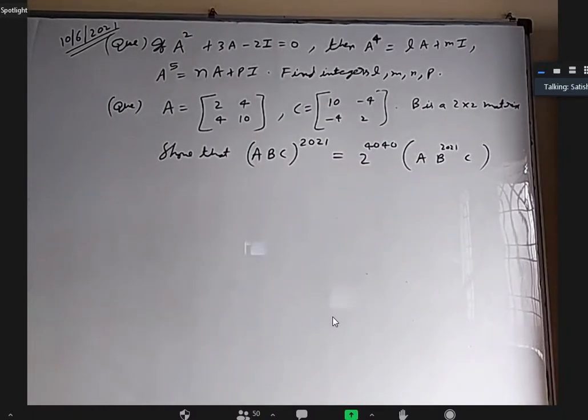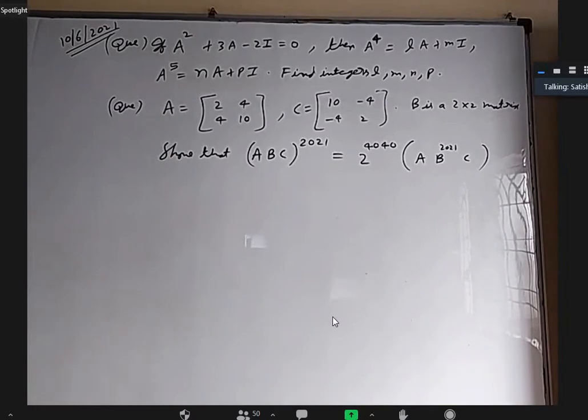Sheetal madam, there is one boy called Sai Venkat. He paid the fees, but he has not yet received an admission number, madam.